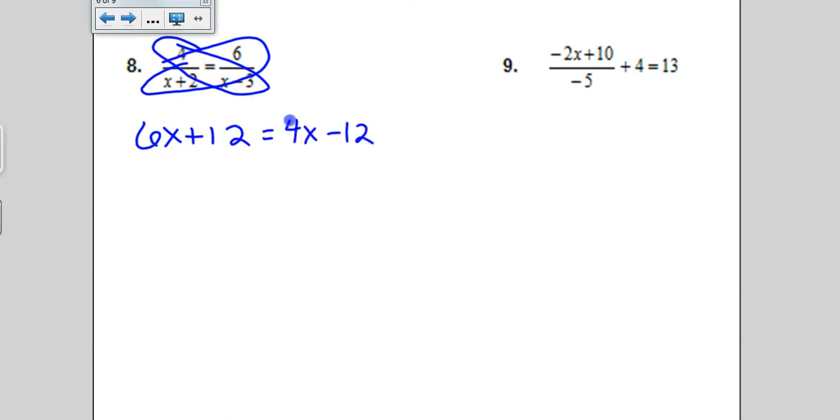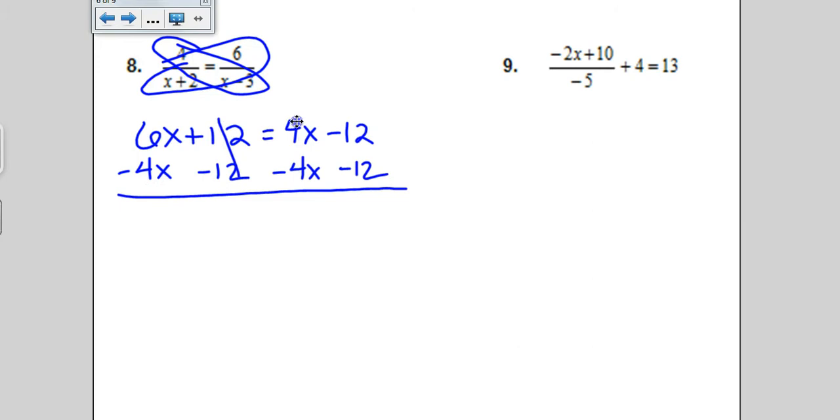minus 12. Now I want to bring all my x's to one side, all the non-x's to the opposite side. So I'm going to subtract the 4x, and at the same time I'm going to go ahead and subtract the 12 to cancel out these. So I end up with 2x equals negative 24, and when you divide both sides by 2, you get x equals negative 12.